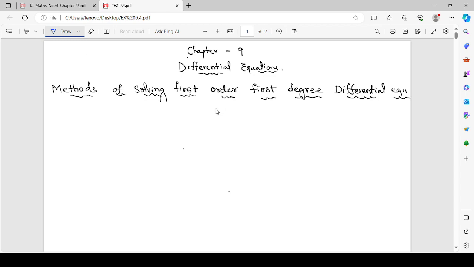As we are continuing with differential equations, in this video you can find out methods of solving first order and first degree differential equations. Before going to this, what is the order of a differential equation? What is the degree of a differential equation? I have discussed these in my earlier videos. Please watch them. I am sharing the links for that. Please do watch it.